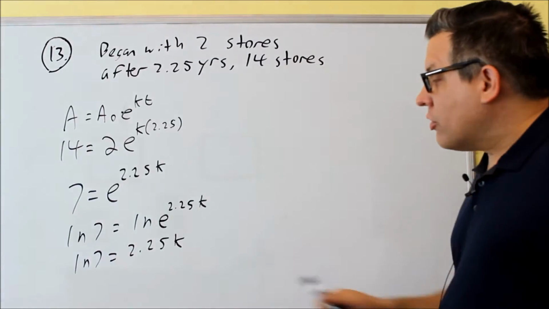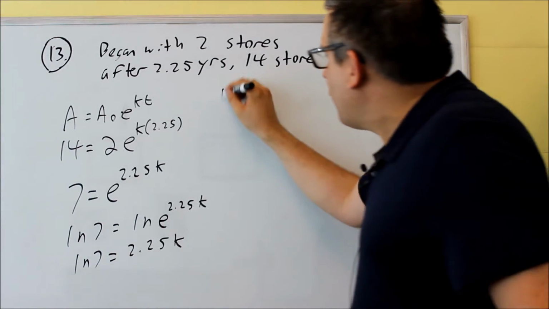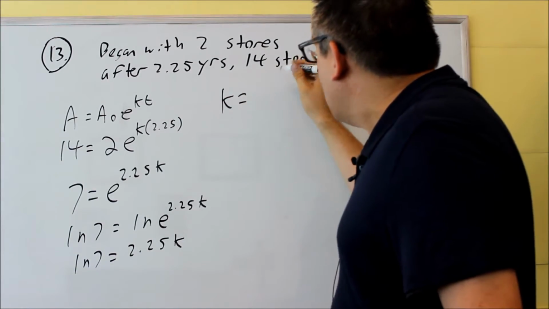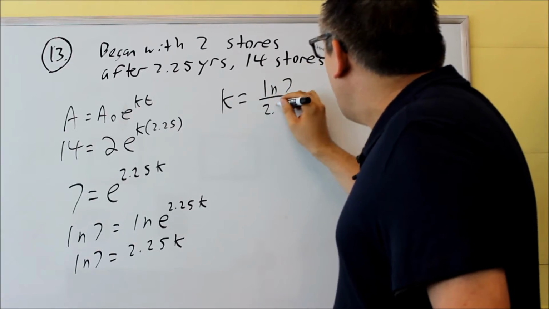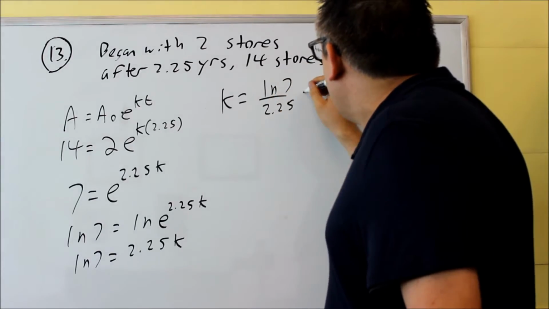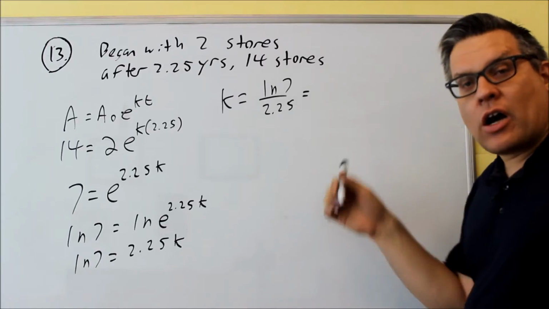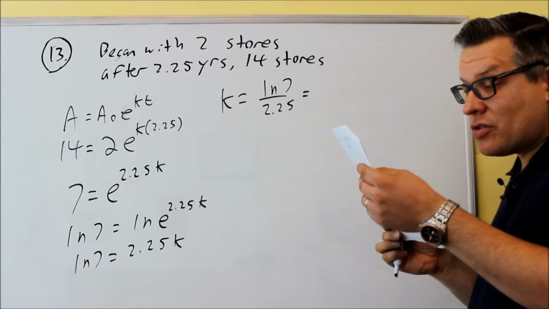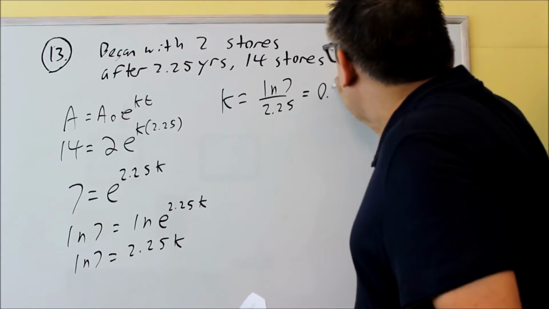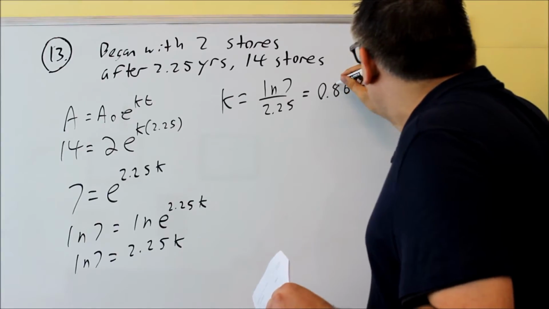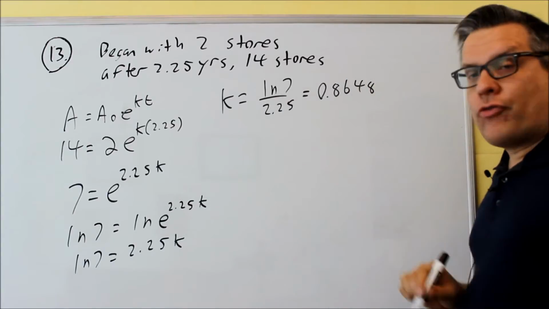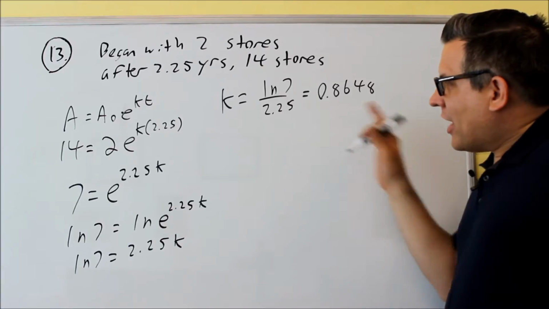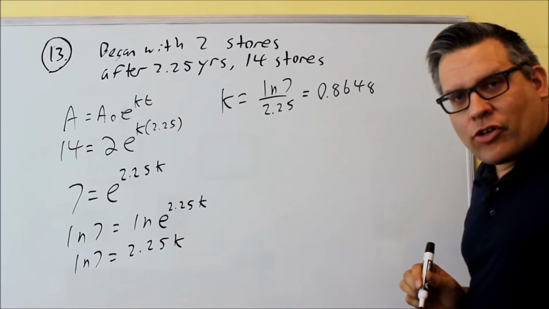Next we divide both sides by 2.25, and we get K is equal to natural log of 7 over 2.25. We want to put this into the calculator. We're going to round to 4 places, which is sufficient on the test. If you put that in, you get 0.8648, rounded to 4 places. Now that's not it. You don't want to put that down for your answer.